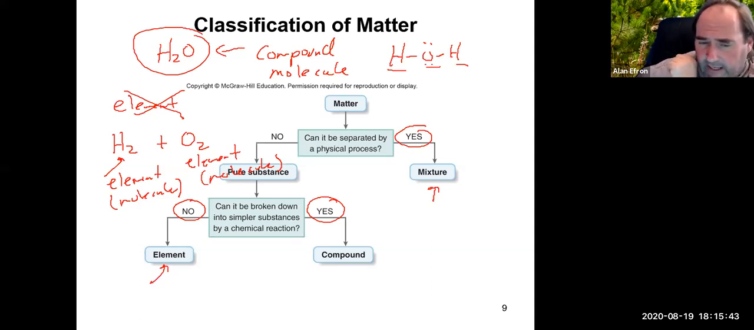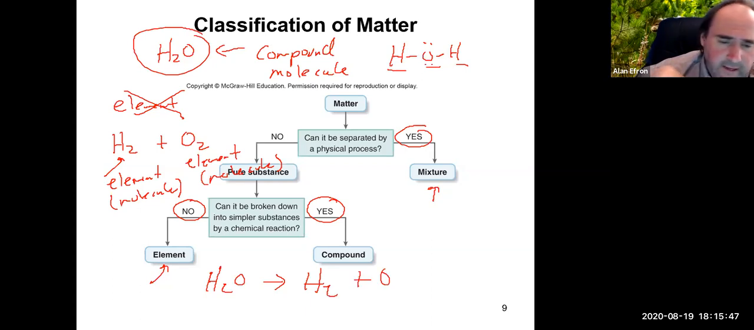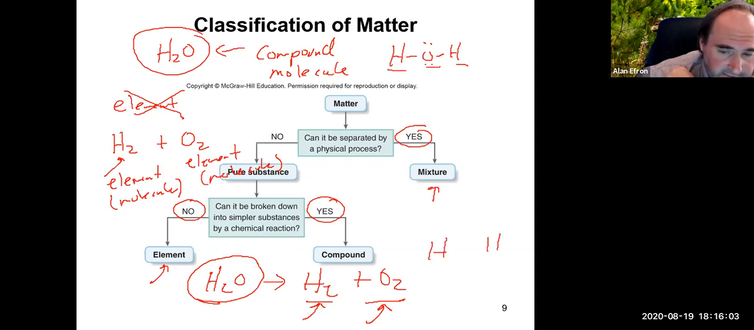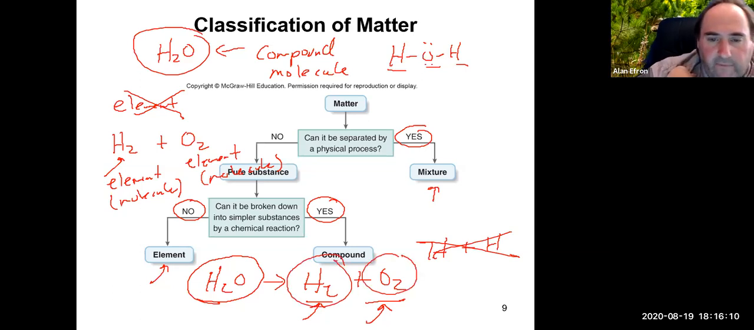So for example, when we talked about the water going to H2 plus O2, this is a compound that could be broken down into its elements, these two guys. But once we get here to our H2 and our O2, because these are elements, we're not going to be able to go any further. So again, the H won't break apart into two separate H's or anything like that. It will stay together, and that is its basic elemental form for both of those guys.